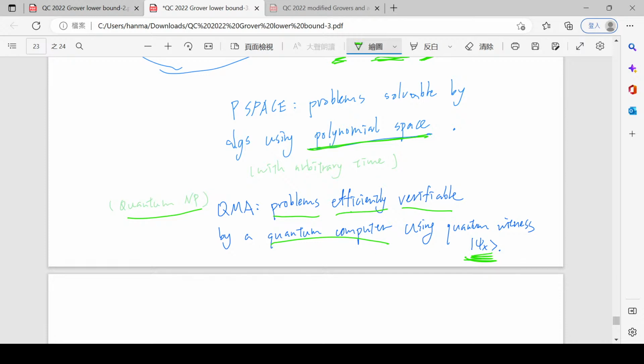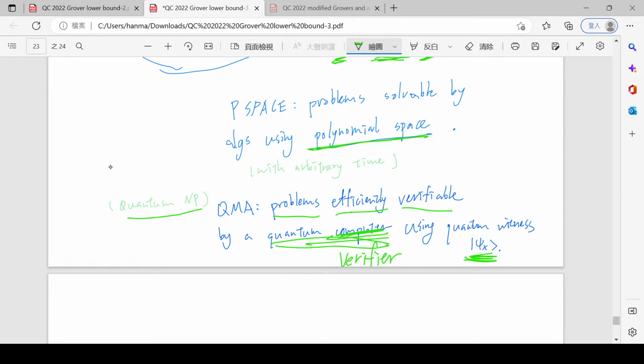So problems that can be efficiently verified by this pair of things, a quantum verifier, and a quantum proof state psi, that is called QMA. So it's a quantum version of NP, but a little more sad story.